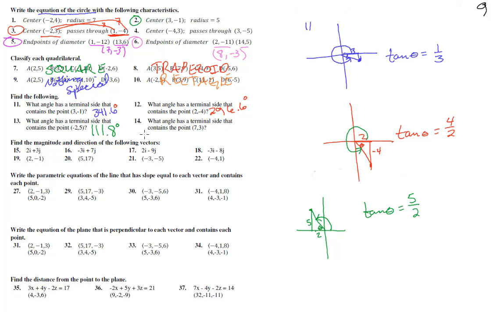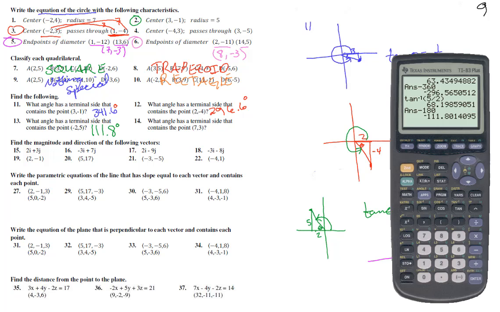Good. Number 14. What angle has a terminal side that contains the point 7, 3? So we're out 7, up 3. So this one, it's just good. Hey, whatever the calculator gives us will be it. We're out 7, up 3. So we're going to take tangent of theta is opposite over adjacent. That's inverse tangent of 3 divided by 7. Enter. 23.2.